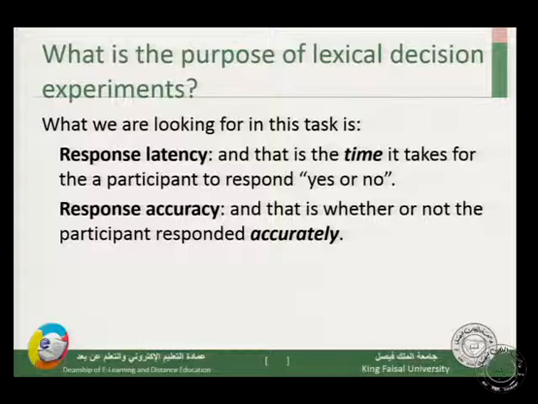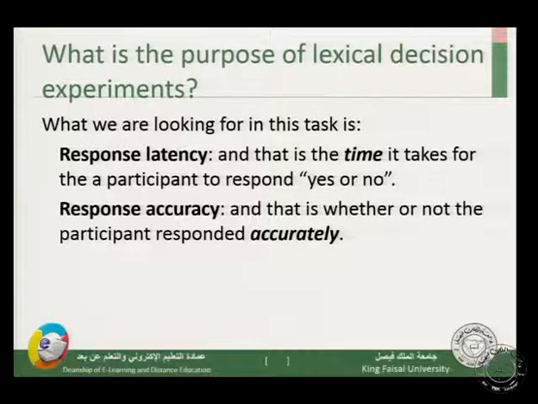So what is the purpose? Why do we have such experiments? How are these experiments linked to our course, which is psycholinguistics? What is the purpose of lexical decision experiments?